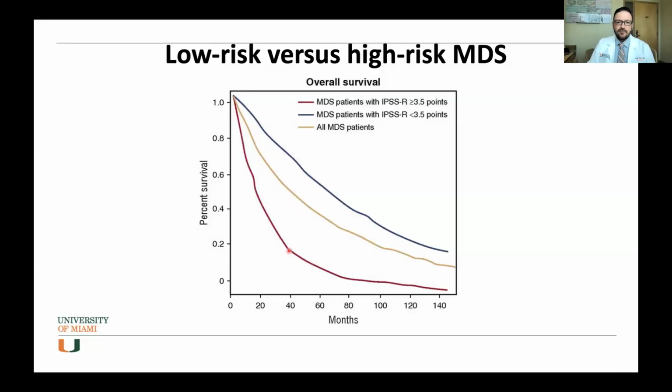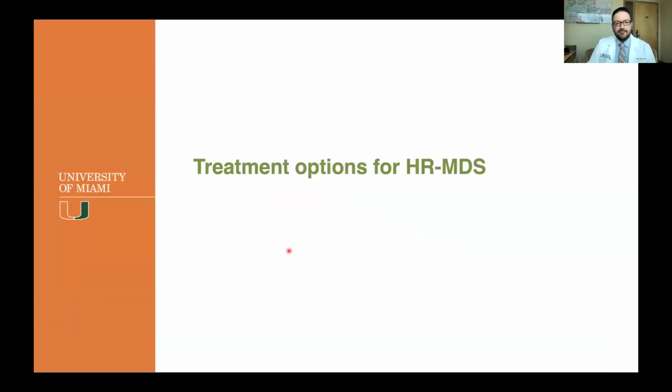So again, just recognize, though, that within high risk, it's a range. But when we talk about it, we do mean this over the 3.5 cutoff.